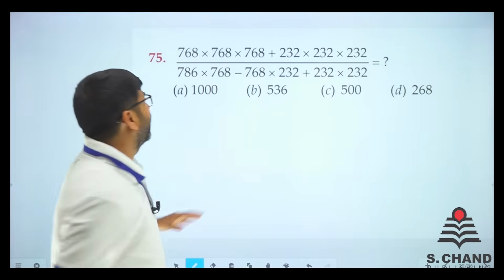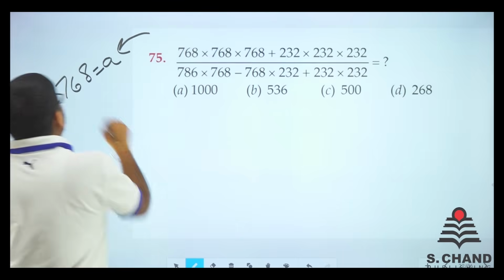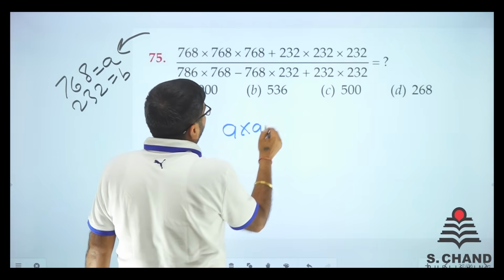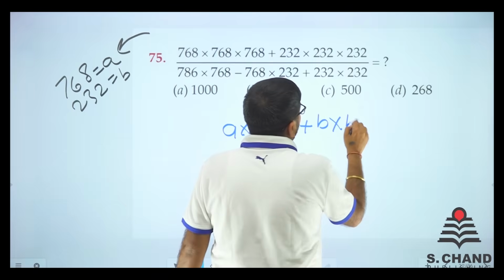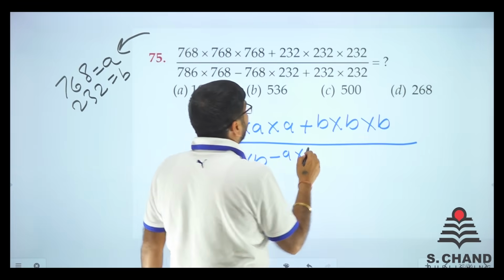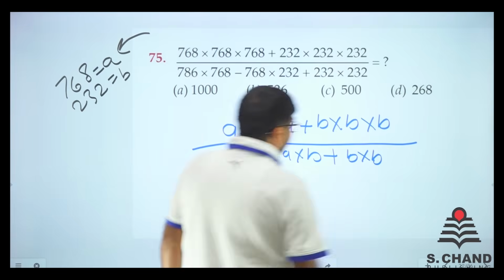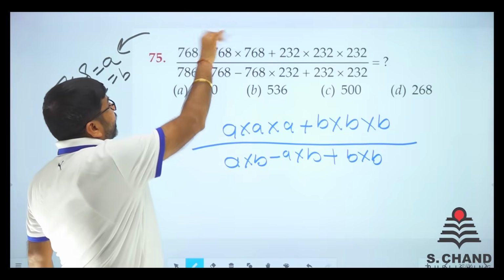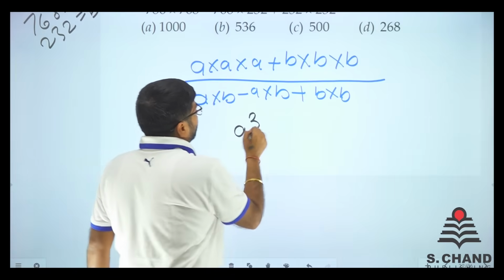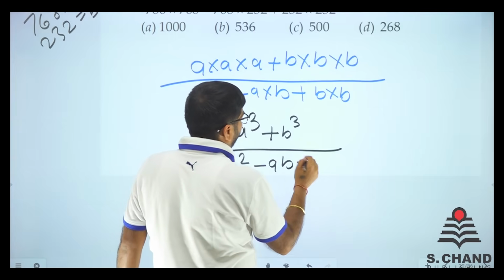Now you can easily feel like that. See, consider this 768 is equal to A and 232. So consider this 232 as B. You can easily write A into A into A plus B into B into B, divided by A into A minus A into B plus B into B. What I did was I just converted 768 as A and the other 232 as B. Now you can see that it is A cube plus B cube, and here we have A square minus AB plus B square.